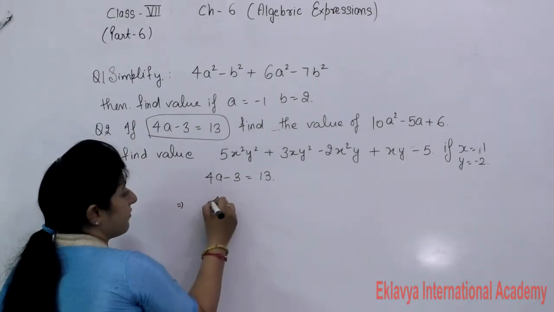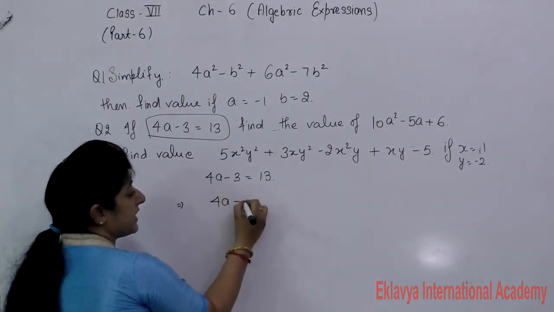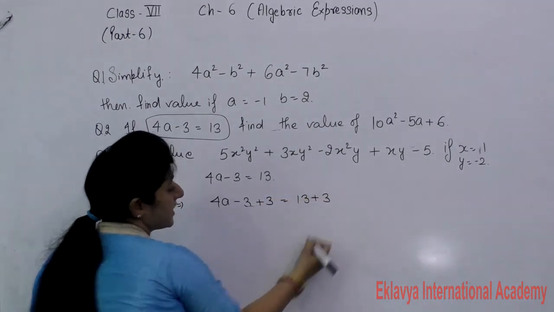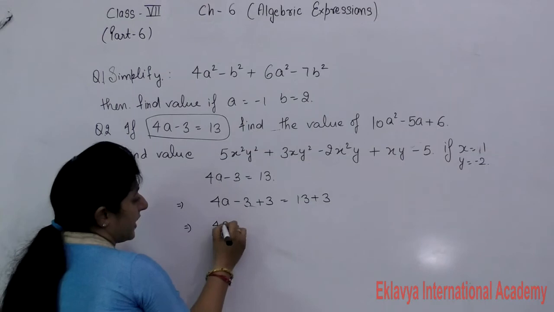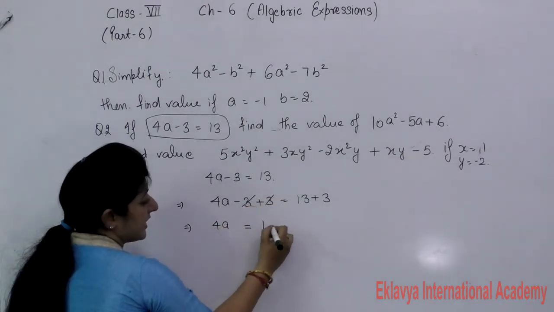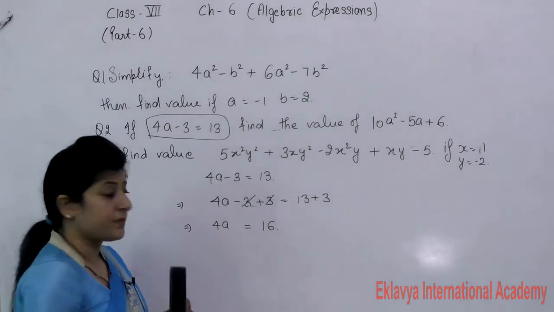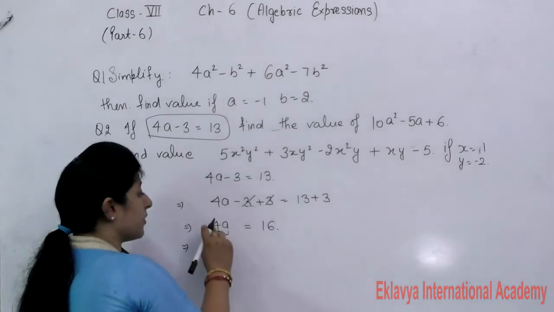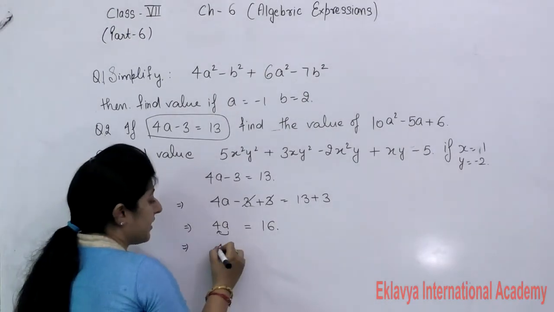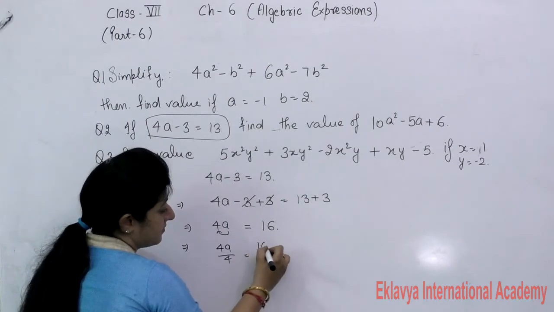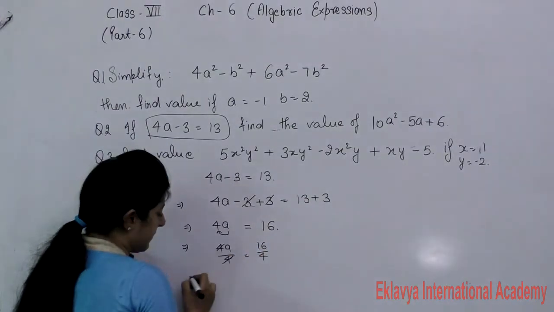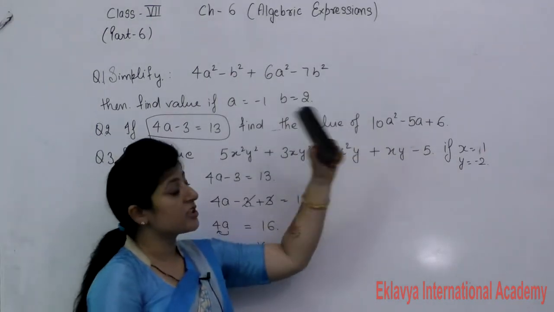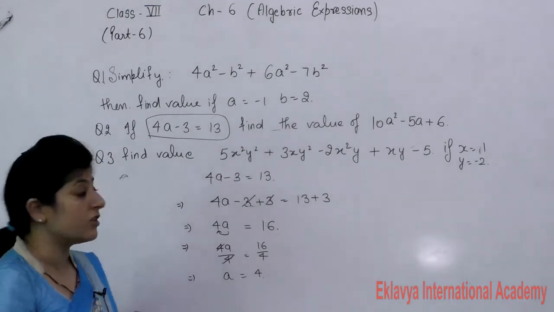How to solve? See, 4a, this one variable, minus 3. If we want to remove this minus 3, it means we have to add plus 3 on both sides. Then 4a minus 3 plus 3 cancel, 13 plus 3 is 16. Now see, a and 4 are in multiplication. If we want to remove this 4, it means we divide by 4 on both sides. Then this becomes a and this becomes 4 4s are 16. It means in this question the value of a is equal to 4.